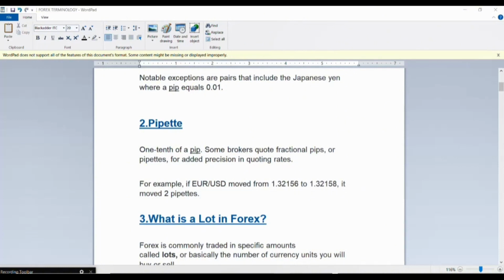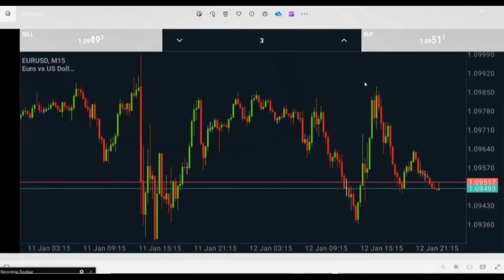Let me show you a pipette. This is the pipette, the fifth digit. The fourth is a pip, the fifth is a pipette. 1.0992. So if it moves from 1.0992 to 1.09921, it means it has increased by 1 pipette. I hope you get it. If it moves to 1.09922, it means it has increased by 2 pipettes. But we don't really consider pipettes in trading. We pay much attention to pips. So don't bother about pipettes.